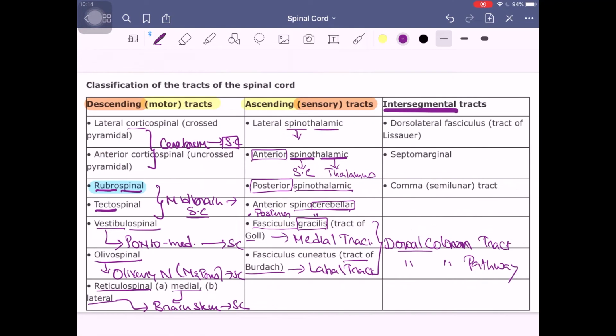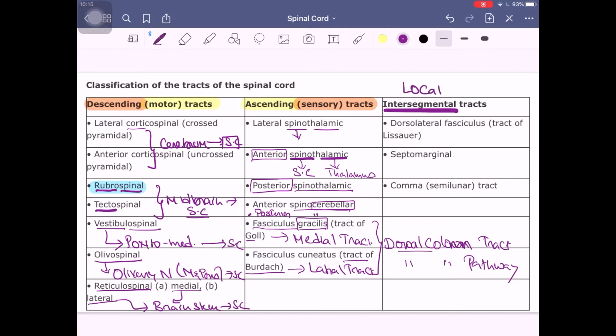Okay, so this is your idea of this. Now if you come to intersegmental tracts, they are not important from the UG point of view, only for the sake of knowledge. You should know that there are not only ascending and descending tracts; there are some tracts which neither go all the way to your brain, nor come from the brain all the way down. So they are just small, local tracts.